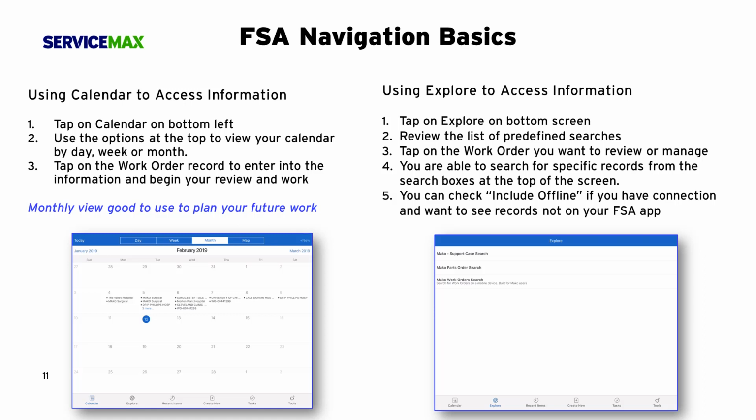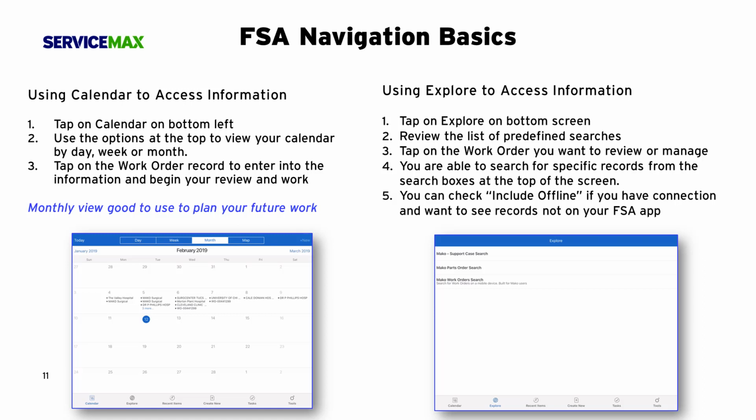Tapping the Explore icon will lead you to the search options for the application. The Explore menu provides you with a list of predefined search criteria so that you can quickly find the data that you're looking for in the application. The options that have been defined are found in the panel on the left.